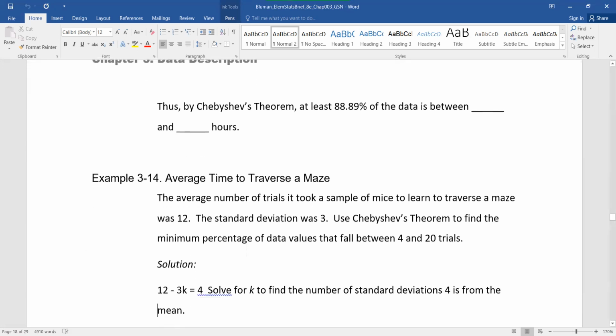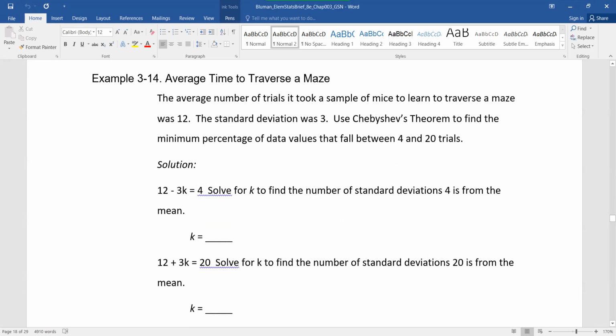All right, so if we look at example 14 now, it says average time to traverse a maze. The average number of trials it took a sample of mice to learn to traverse a maze was 12, so it took them 12 times to figure out a maze. You ever seen those little cheese things? Kind of cool. The standard deviation was 3. So when we calculate it, 68 percent or whatever the percentage is would fall between 15 and 9, and that's what they're basically telling you to do here.